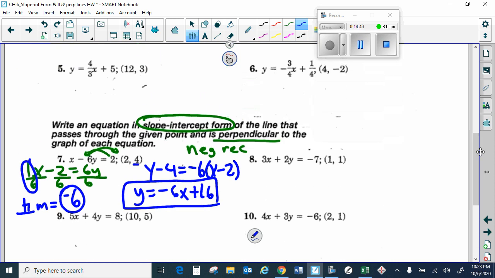If you write decent size, you might want to do all this on a separate sheet of paper. Otherwise, you need to write small to get all that in there. All right, 15 minutes.